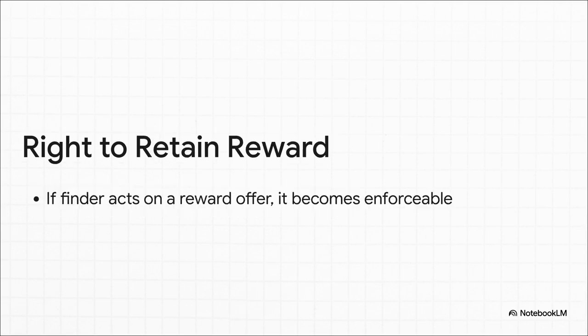The 7th right on your comprehensive list is the right to retain reward. As the slide says, if finder acts on a reward offer, it becomes enforceable. This concludes the cluster of rights related to monetary compensation and rewards. If the owner offered 5,000 rupees for a lost watch and you return it fully knowing of that offer, well, that is an enforceable contract. You have the full right to claim and retain that specific reward.